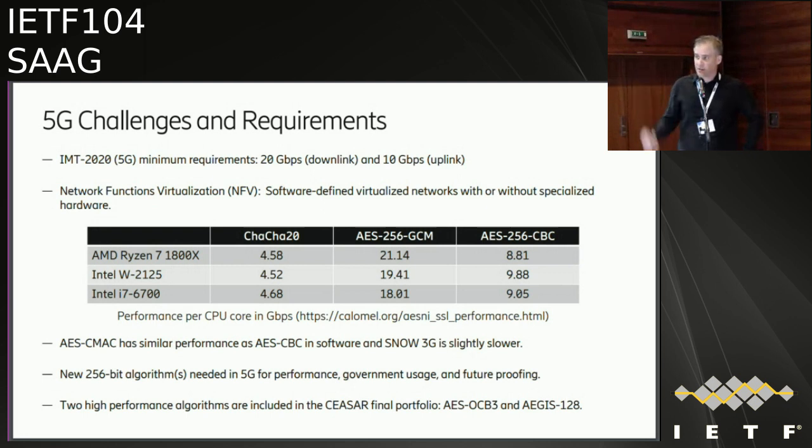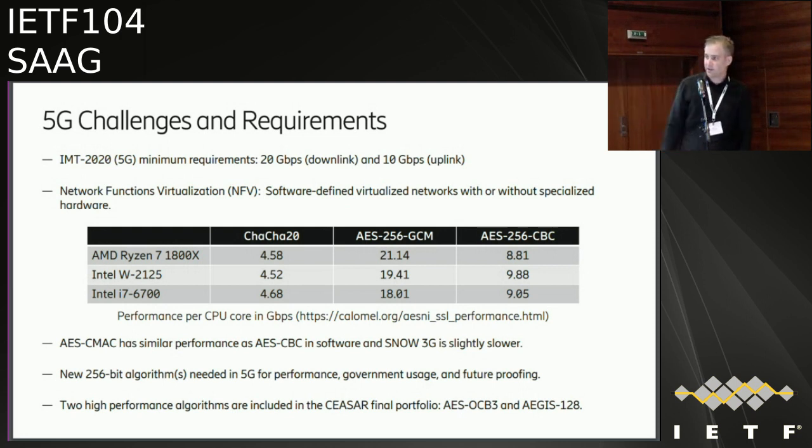The other reasons than performance that 3GPP is looking at choosing new algorithms: one is usage by government. There are a lot of governments interested in using 5G, and they have requirements to have 256-bit algorithms everywhere. And the third reason is to make the algorithms future-proof. If you design new algorithms today, there's no reason to not go with 256-bit keys.